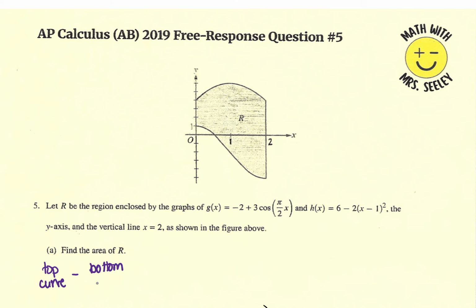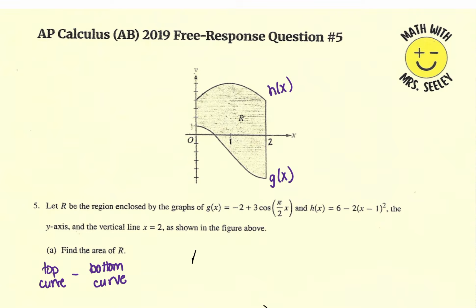So what we need to do is go back up here and decide who's the top and who's the bottom. With this right here, my first instinct is to see this and think parabola. Looking at your two pictures, he's the one that looks like a parabola. So that's my h of x, or top curve. Then by default, this cosine curve would be the bottom curve.